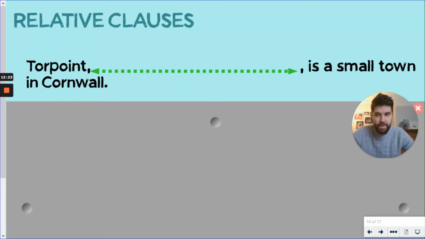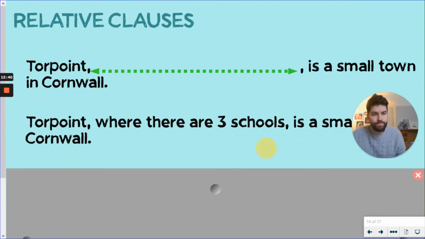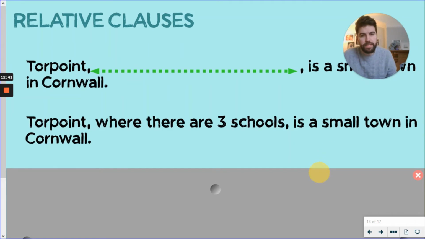So in this example, the main clause is Torpoint is a small town in Cornwall. I'm going to pop a relative clause into that spot, and I'm going to use commas either side of it. So the added information is some added information about Torpoint. Let's say where there are 3 schools. Torpoint, where there are 3 schools, is a small town in Cornwall.